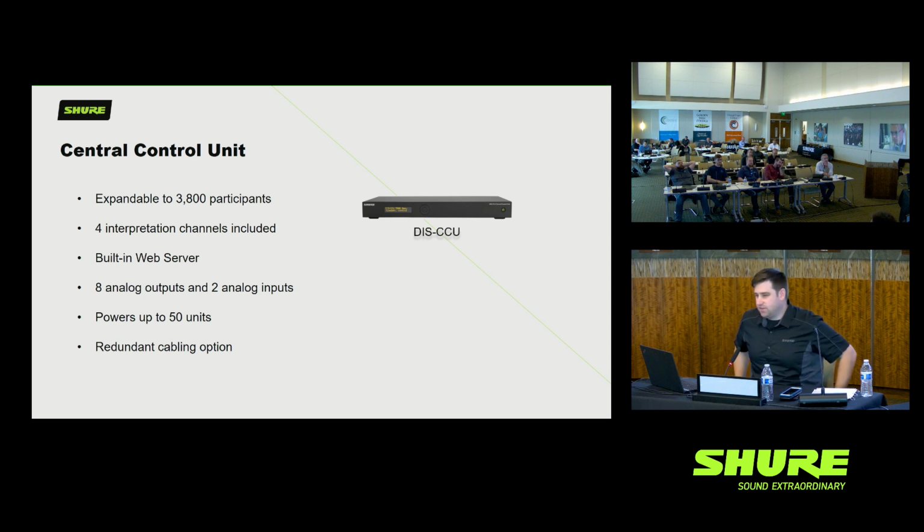And so once again, our CCU, it's the heart of the whole system. The same single rack that's sitting in there, just now operating in an MXC mode. Expandable up to 3,800 delegate units and participants. When you buy the unit out of the box without any sort of upgraded software, such as interpretation, you get 4 interpretation channels, that built-in web server, the 8 analog outputs and 2 inputs, the same power requirements of roughly 50 of these units, depending on cabling and unit type. But the cool thing with MXCW is redundant cabling, so we can actually close that loop back into the system. And so if you have a break anywhere, you have that redundancy to be able to maintain that signal chain.